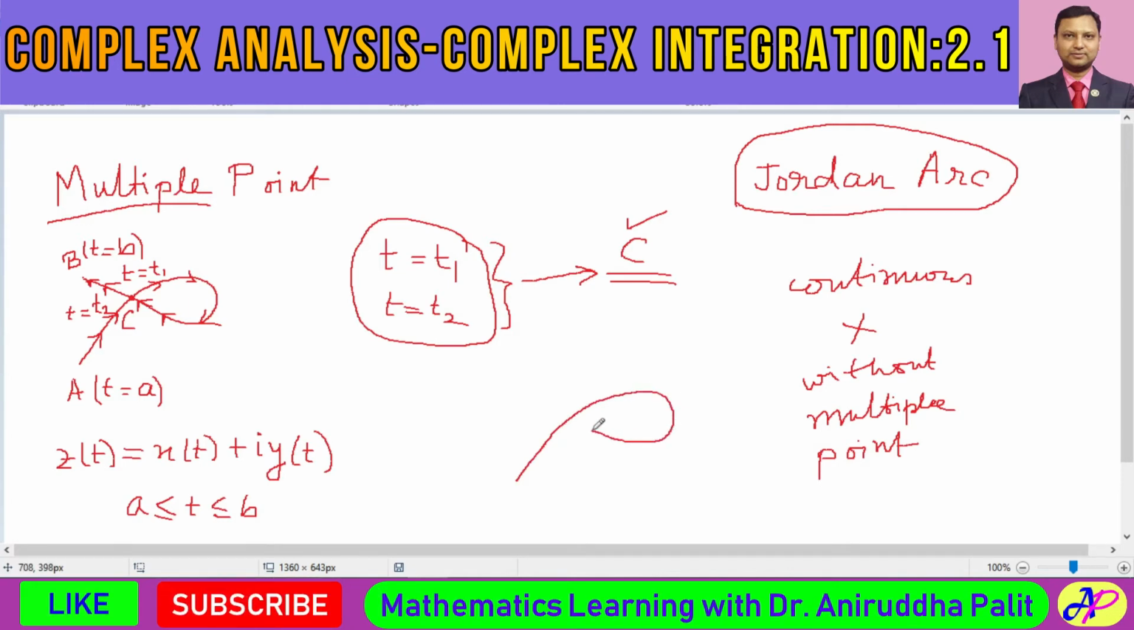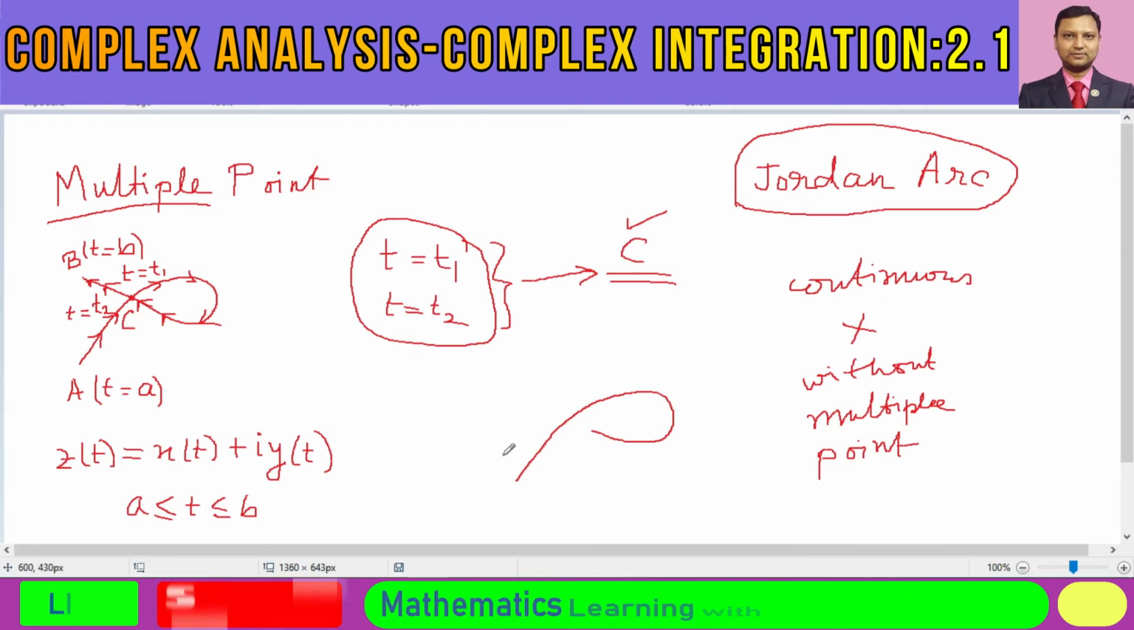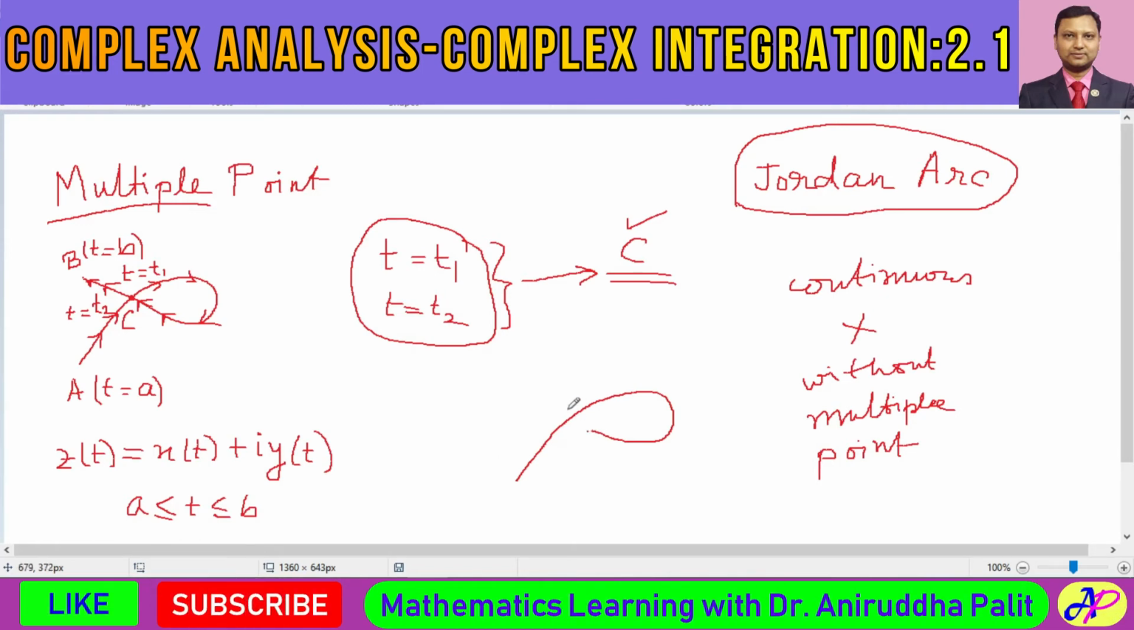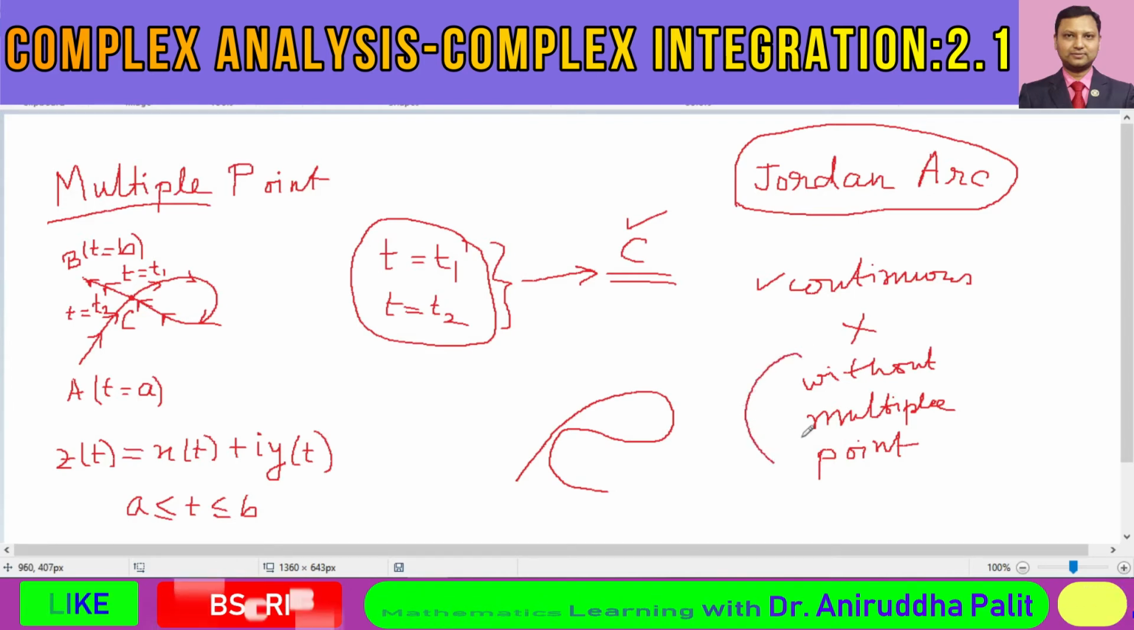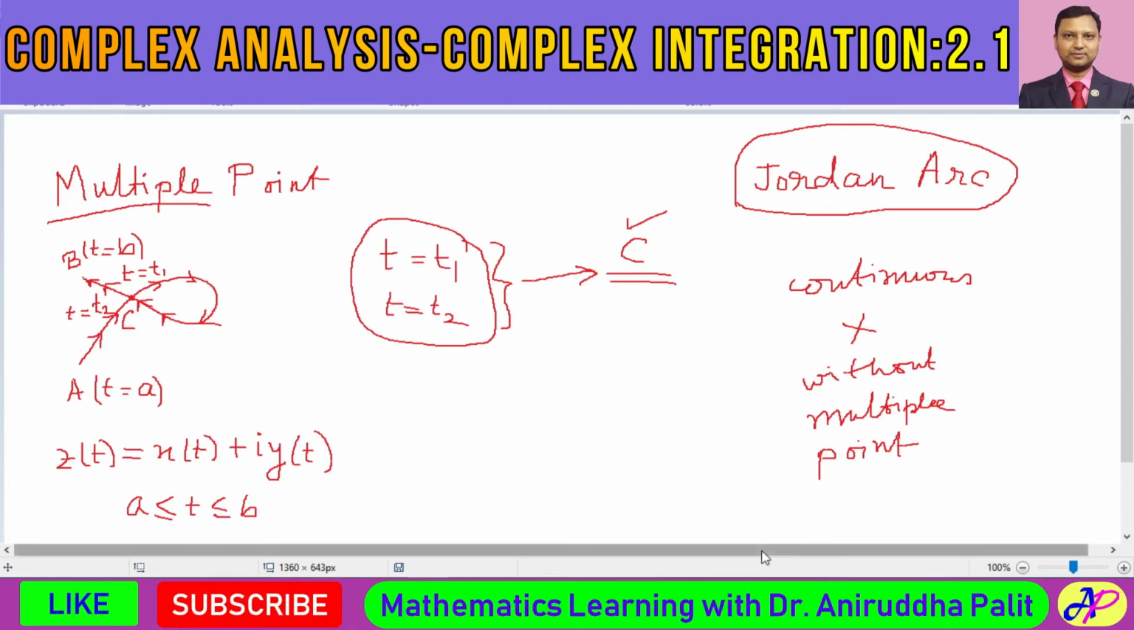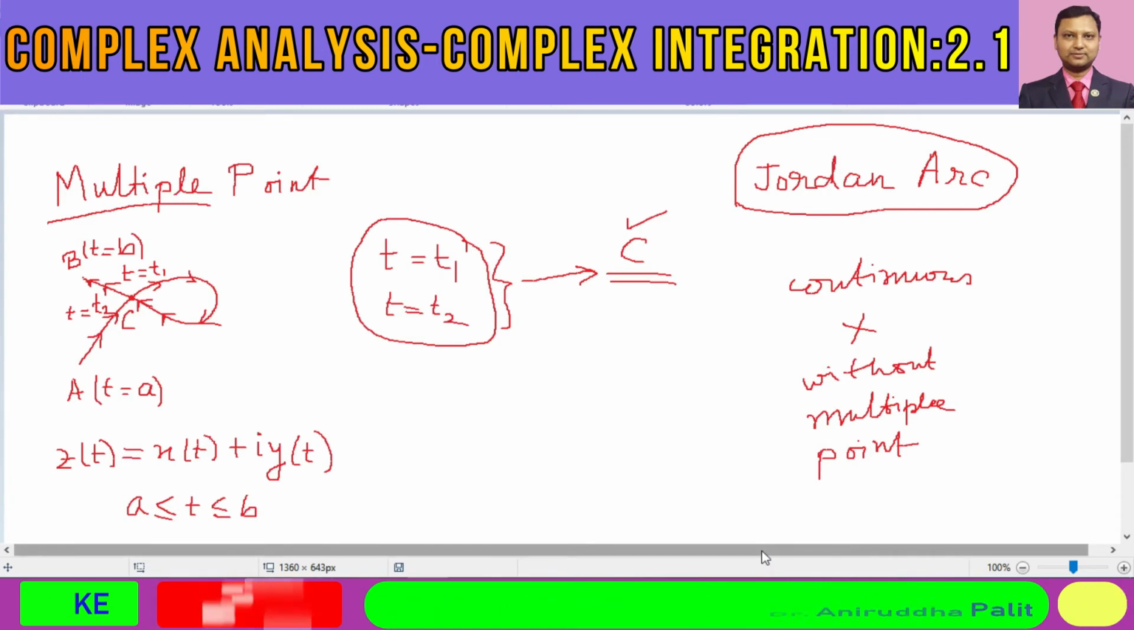It may look like this. But remember, it would never touch the curve again so that we get a multiple point. So such kind of curves are called Jordan curve. It may be very close to the original curve, but it would never touch. So it must be a continuous curve, and it should not have any multiple point. This kind of continuous curve without any multiple point is called a Jordan curve.